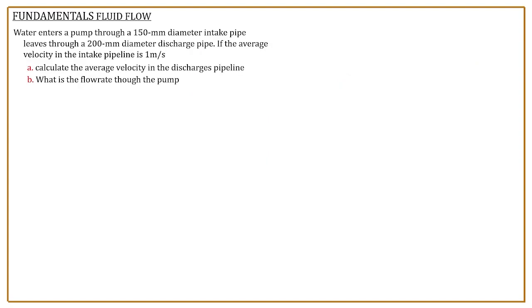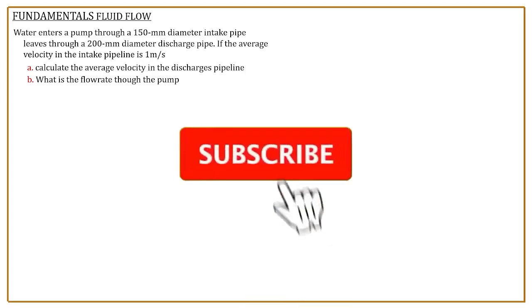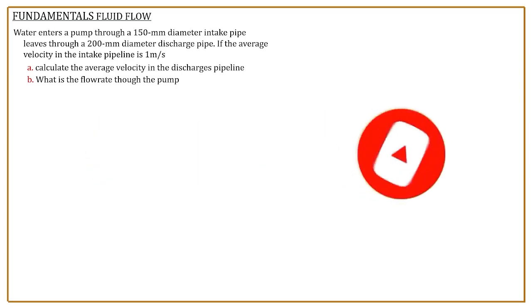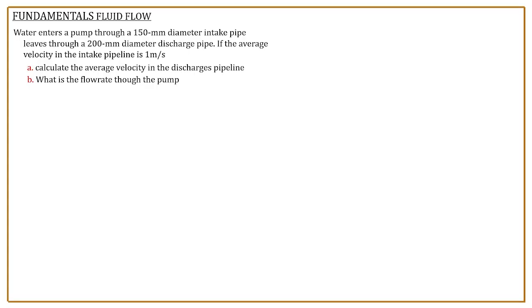Okay, sige. Let's solve para ma-apply natin yung mga ating mga natutunan from the fundamentals kanina ng ating formula and concept. So, first problem, water enters a pump through a 150 millimeter diameter intake pipe, leaves through a 200 millimeter diameter discharge pipe. If the average velocity in the intake pipeline is 1 meter per second, letter A, calculate the average velocity in the discharge pipeline. Letter B, what is the flow rate through the pump?